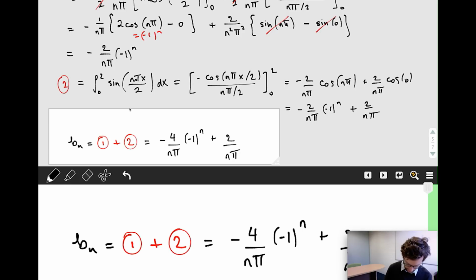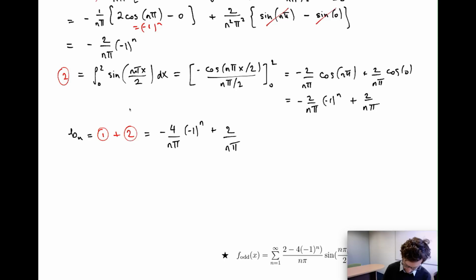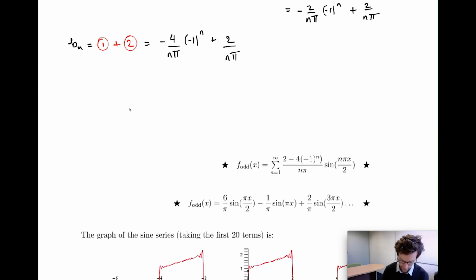So let's take a look at the first couple of terms here. Here's my expansion. F odd is equal to the sum from n equals 1 to infinity of, here's my bn, and sine n pi x over 2, because this is the Fourier sine series. I'm dealing with an odd function. Notice that I wrote f odd of x rather than f of x, because f of x is only defined between 0 and 2, whereas this is defined for all values of x. This is the odd periodic extension.